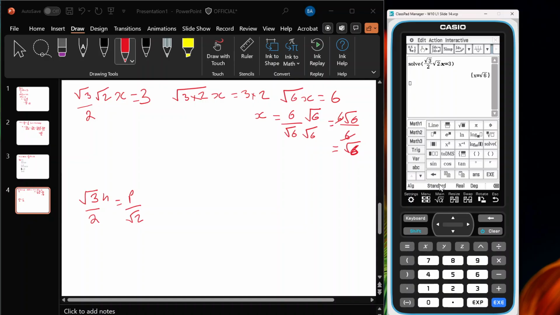Note here that I'm in Standard. If I had done this and executed it in Decimal mode, it would have given me the decimal, but we want to stay in Standard for solving these with exact values.